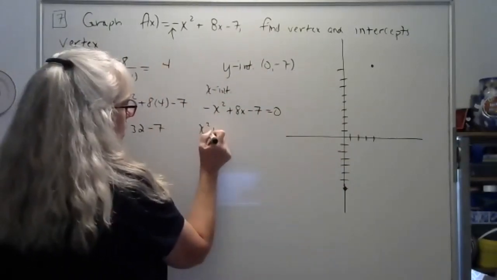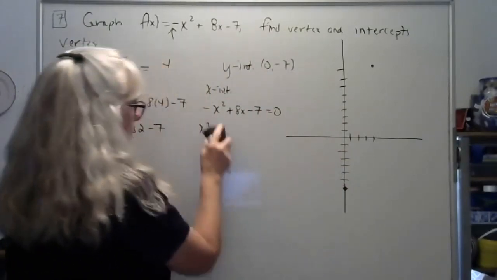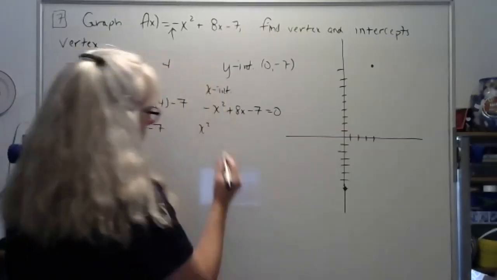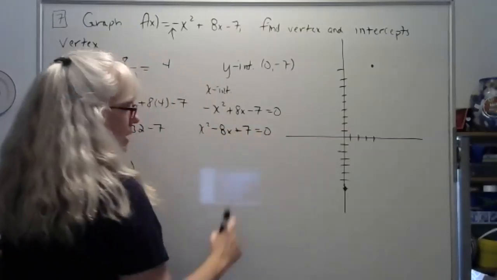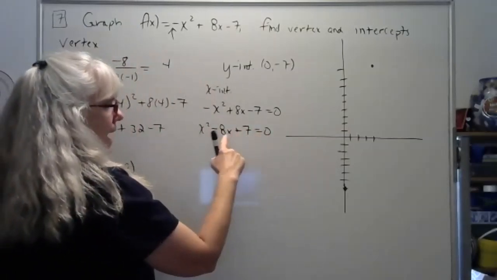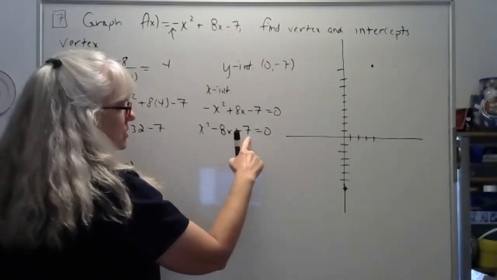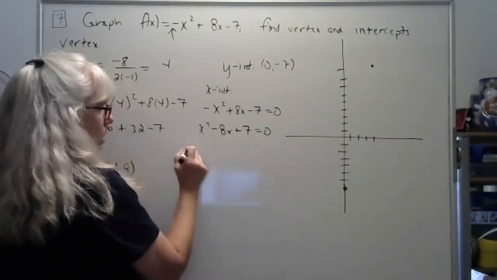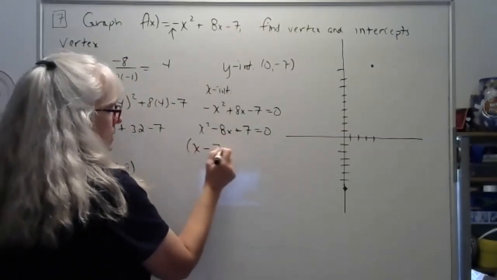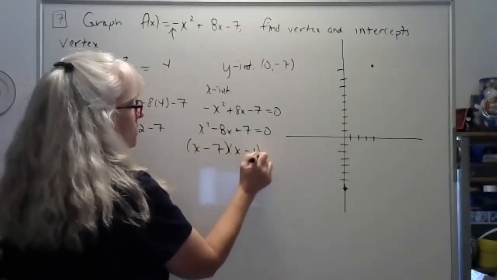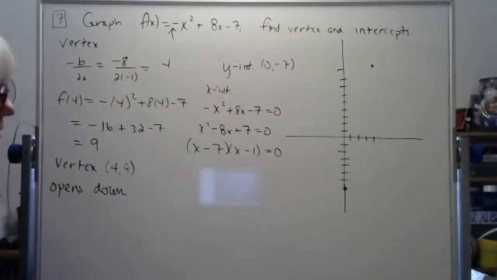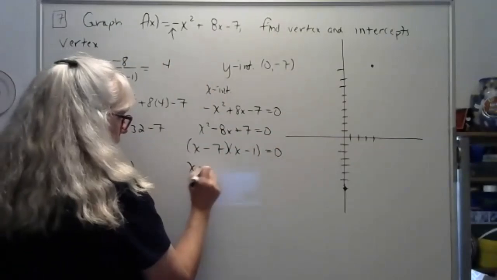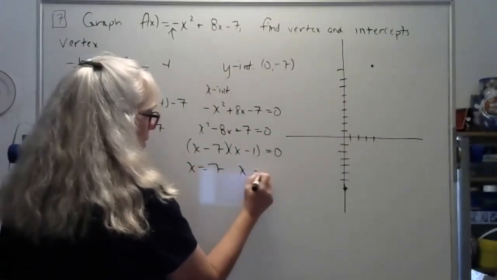So that's x squared minus 8x plus 7 equals 0. So now we're looking for factors of 7 that are going to add to 8. So factors of 7 that add to 8 are what? 7 and 1. That's x minus 7 and x minus 1. So that works out nice in terms of factoring. If it didn't factor, I'd have to take it to the quadratic formula to find them. But this one factors. So x equals 7, x equals 1.